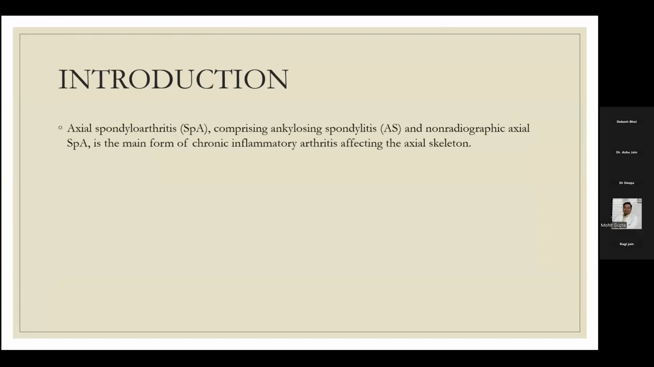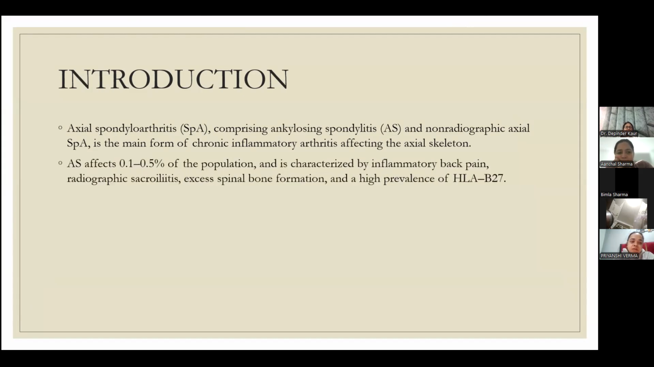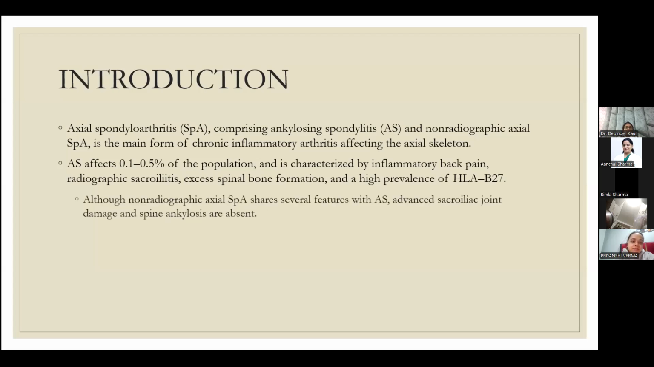Axial spondyloarthritis, comprising ankylosing spondylitis and non-radiographic spondyloarthritis, is the main form of chronic inflammatory arthritis affecting the axial skeleton. AS affects 0.1 to 0.5% of the population and is characterized by inflammatory back pain, radiographic sacroiliitis, excess spinal bone formation, and high prevalence of HLA-B27.